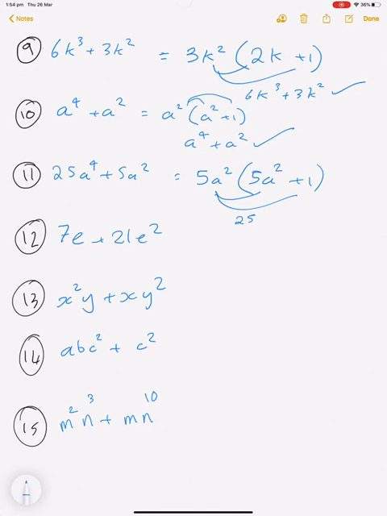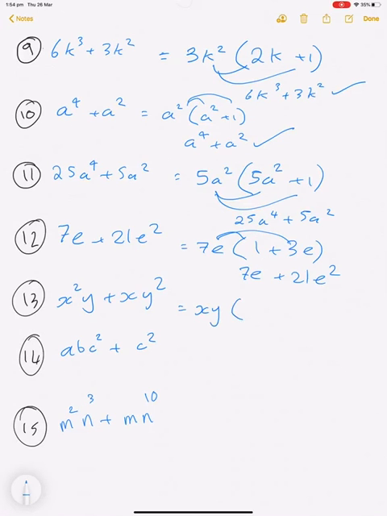That is going to give 25a to the 4, because we add the powers, plus 5a squared. Highest common factor here is going to be 7e. We're going to get 1 plus 3e. Multiply out to see if we got the right answer: 7e plus 21e squared.